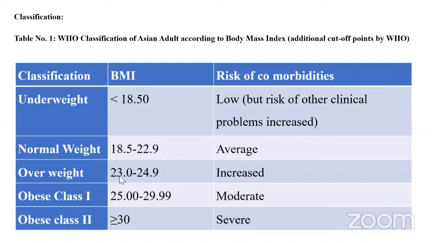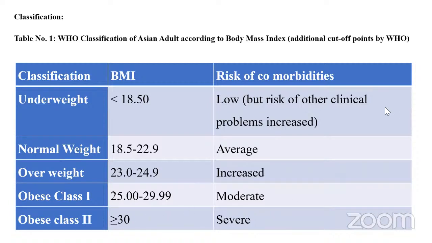When the BMI reaches 23 and goes up to 24.9, he has excess fat accumulation and this person is overweight. When the BMI crosses 24.9 and reaches 25 and goes up to 29.9, then this is grade 1 obesity. And when the BMI is above 30, that means the person is severely obese, a very severe type of obesity.